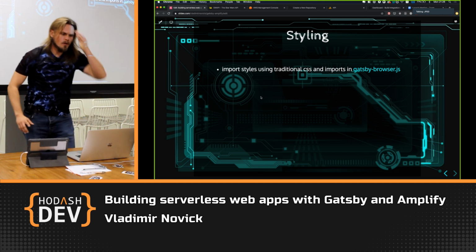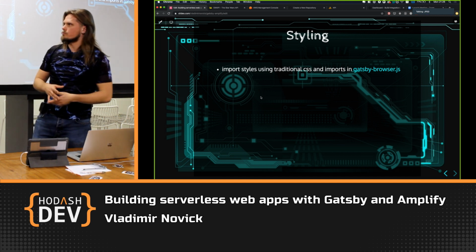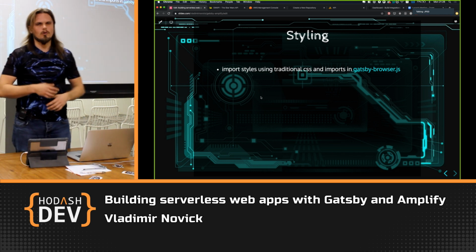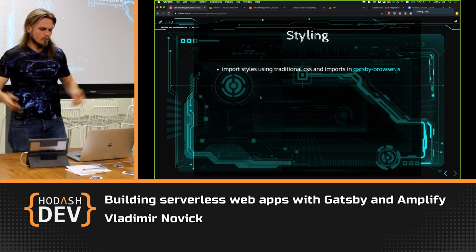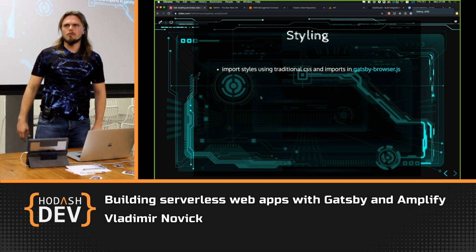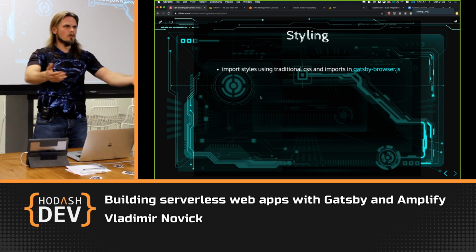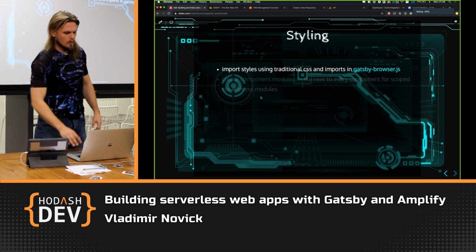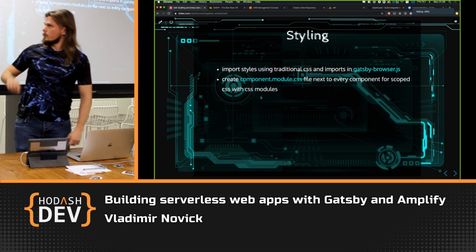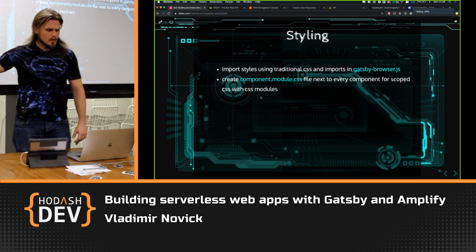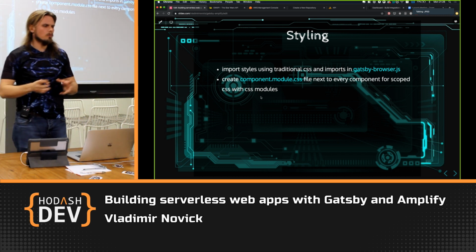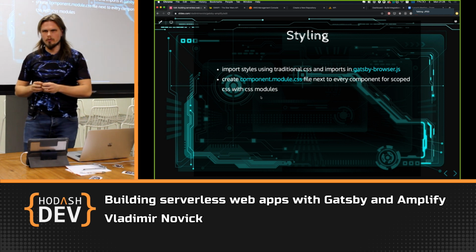For styling, you can just import styles traditionally, CSS. You can run it through PostCSS, you can run it through Sass or whatever you use, and just import it in Gatsby browser. So whenever your site is served, everything will be imported. You can also create a component.module.css file next to every component, and you will get scoped CSS with CSS modules.